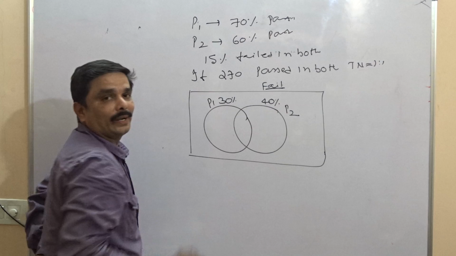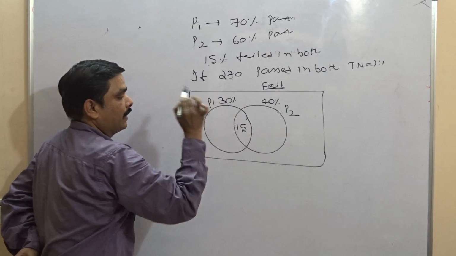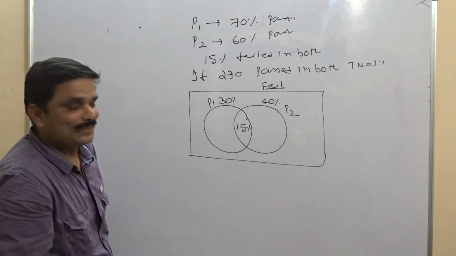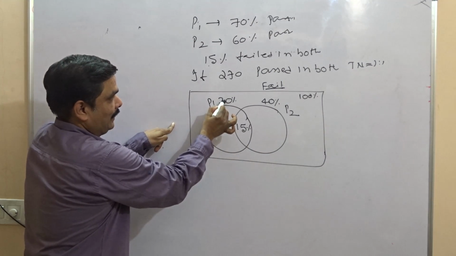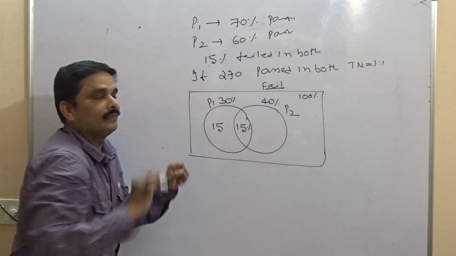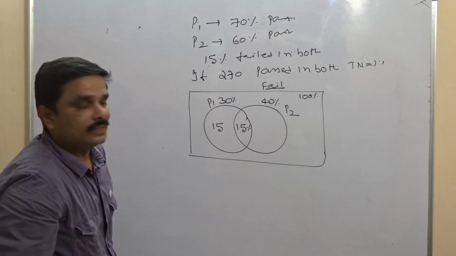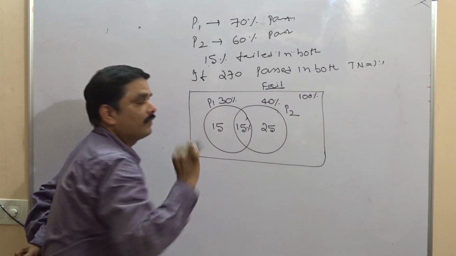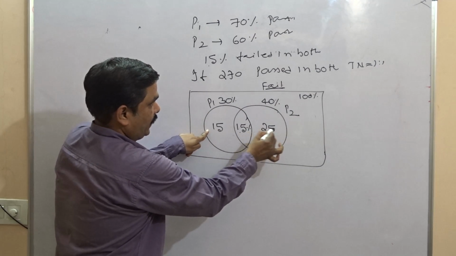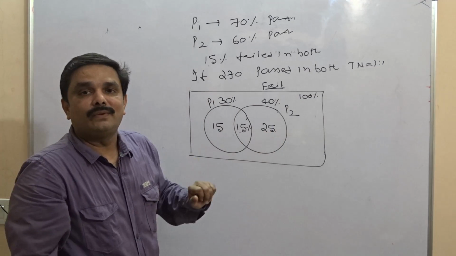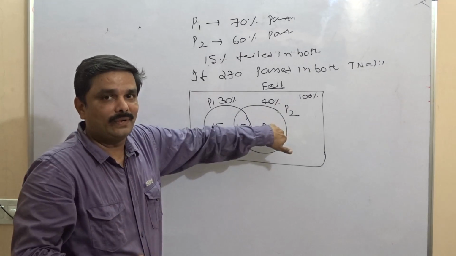Right? In both the papers, 15% failed in both. This is failed. I have taken it as it is. Alright, so now, when it is 100%, what should be the figure here? 30 minus 15, it should be 15. And the other one is 40 minus 15, this is 25. Now, if you add it up, it is 30, 55 here. What do you mean by 55? The students who failed in at least one subject is 55.